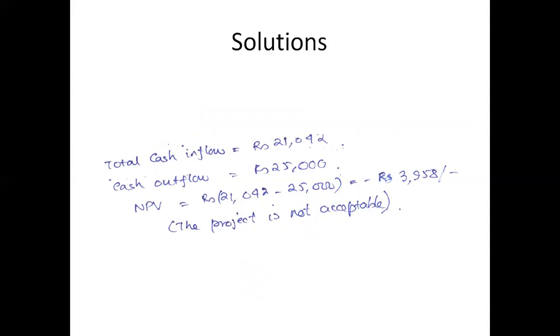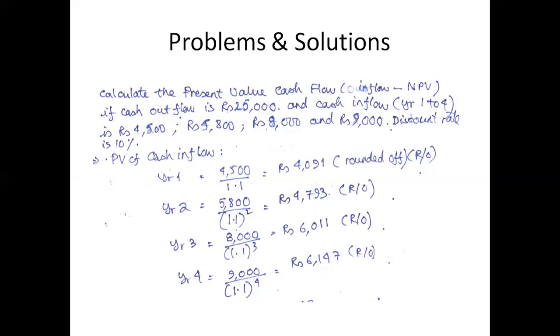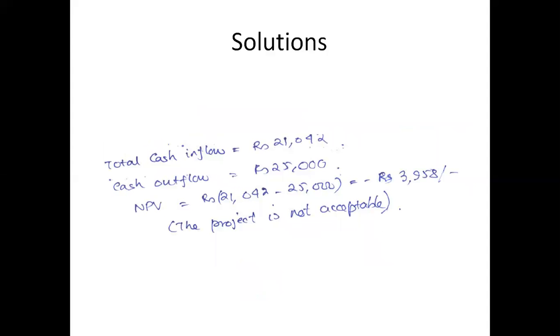Now we have the total cash inflow, that is rupees 4091 plus 4793 plus 6011 plus 6147 as rupees 21,042. Now the cash outflow is rupees 25,000, and NPV is rupees 21,042 minus 25,000 is equal to minus rupees 3958. The project, however, is not acceptable because the NPV is negative, or the net cash outflow far exceeds the net cash inflow.